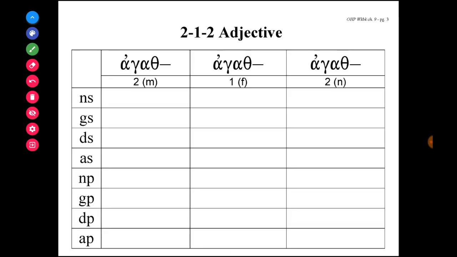So let's go over the form of what we call a 2-1-2 adjective. It's called a 2-1-2 adjective because the adjective agathos uses the second declension masculine endings, the first declension feminine endings, and the second declension neuter endings. So this is, in fact, a 2-1-2 adjective. And we'll go over something called a 2-2 adjective in a minute. And so the endings that agathos uses are very similar to the endings that you would see, for example, in logos for the masculine forms.